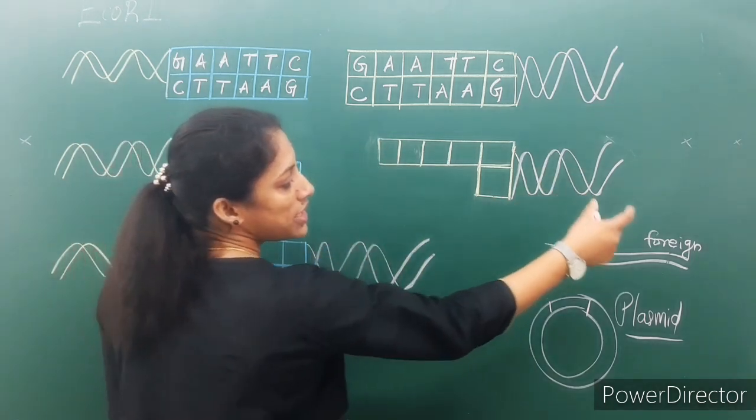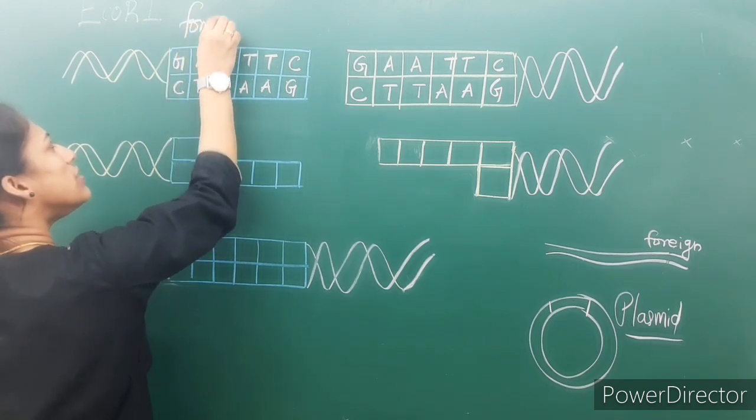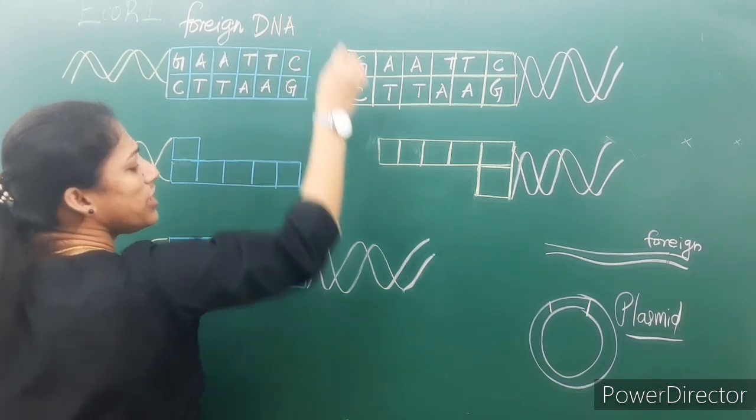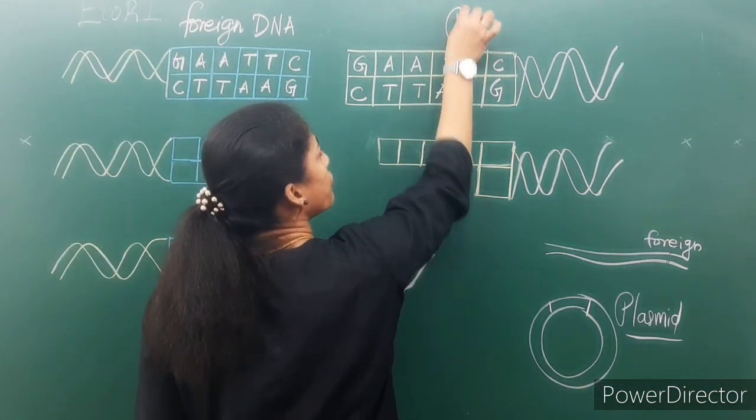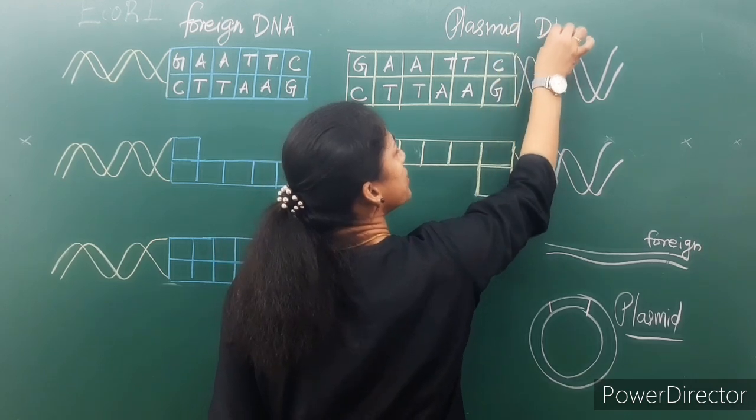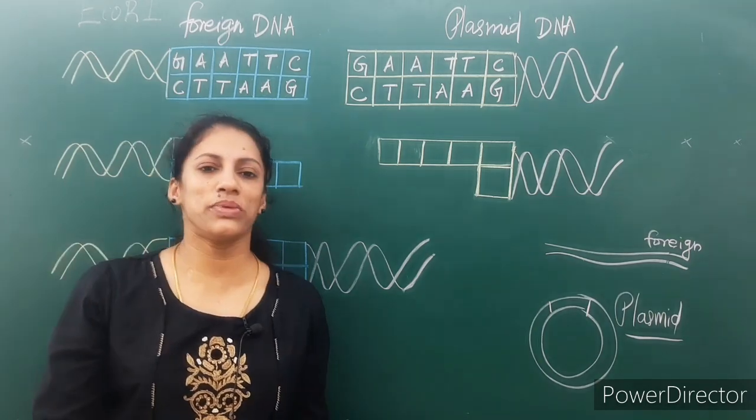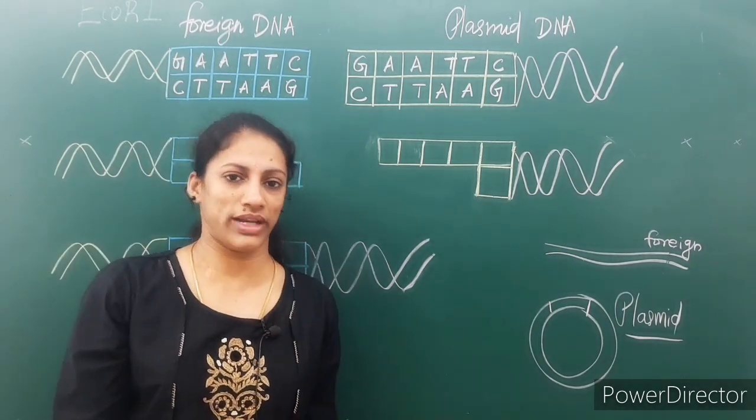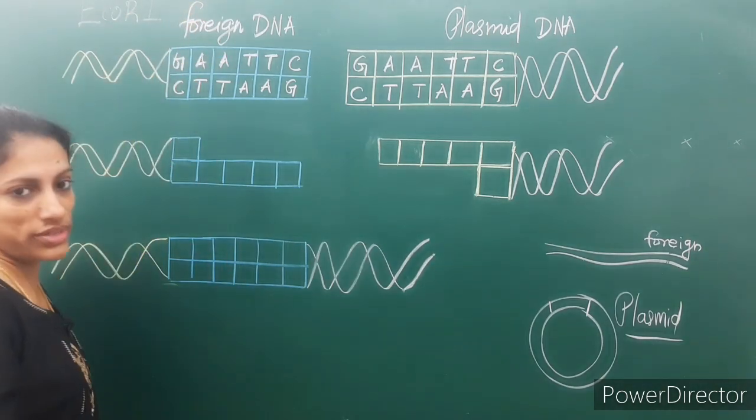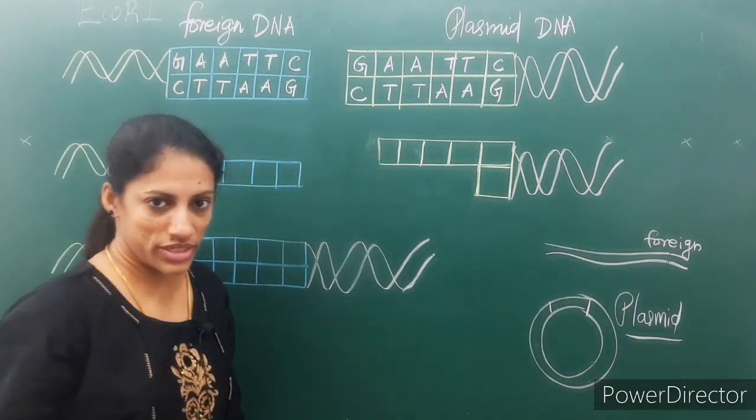So understand here, this is the foreign DNA. Anyone you can take it as a foreign DNA, whereas this is a portion of the plasmid DNA. Otherwise, you can just consider this as a vector DNA, any vector. Not only plasmid, nowadays there are many types of vectors. Suppose this is a vector DNA and this is the foreign DNA.